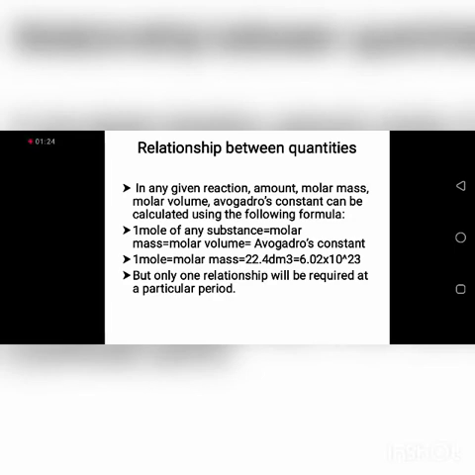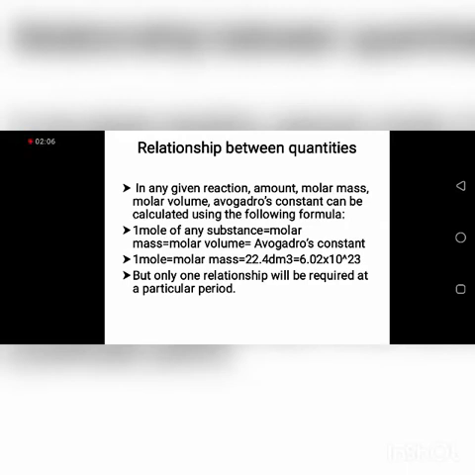In any given reaction, amount, molar mass, molar volume, or Avogadro constant can be calculated using the following formula. So, in any particular reaction, you can calculate either amount, which is the same thing as the number of moles, or molar mass. You can also calculate molar volume. You can also calculate Avogadro constant from a particular reaction. So let us look at the general formula that covers everything. Once you put this formula at the back of your mind, you are good to go.